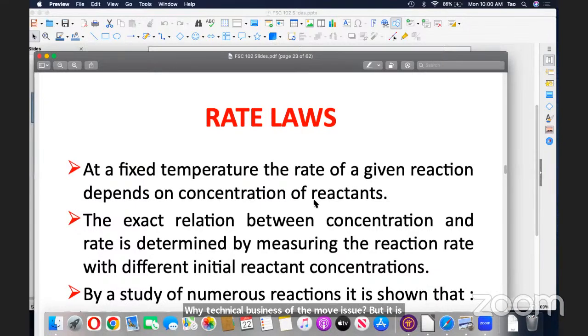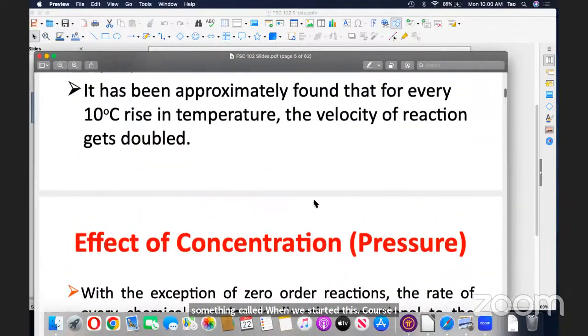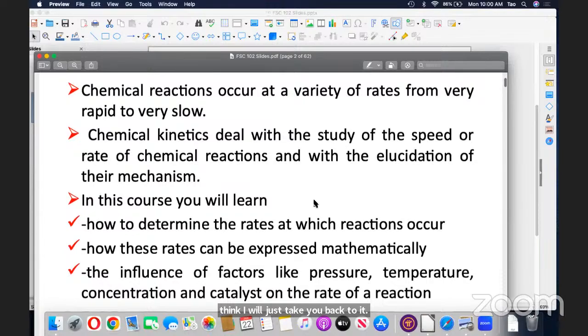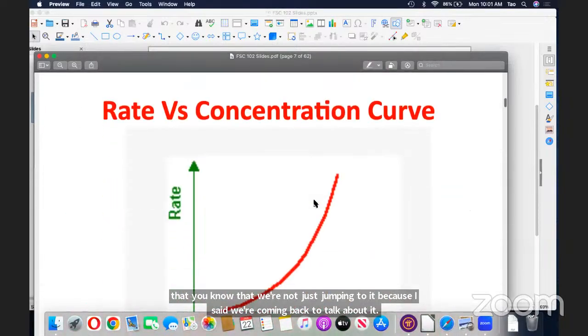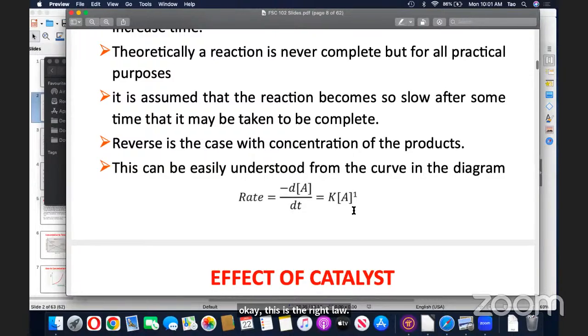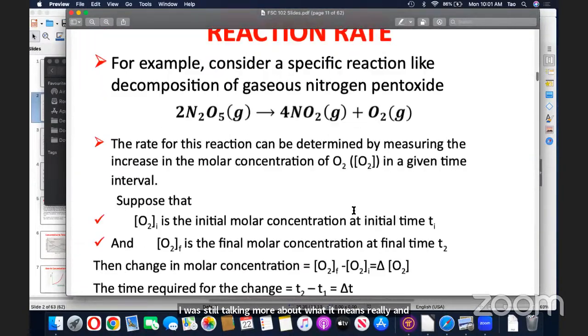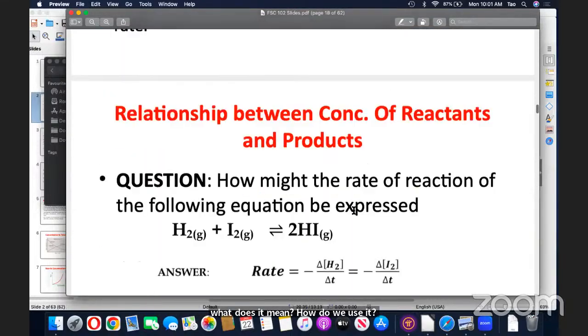But there is something called the rate law. When we started this course, I think I'll just take you back to it so that you know that we're not just jumping to it, because I said that we're coming back to talk about it. This is it. I showed you this and said, okay, this is the rate law, and that I'll still talk more about what it means and how we use it. That's what we want to talk about next now.